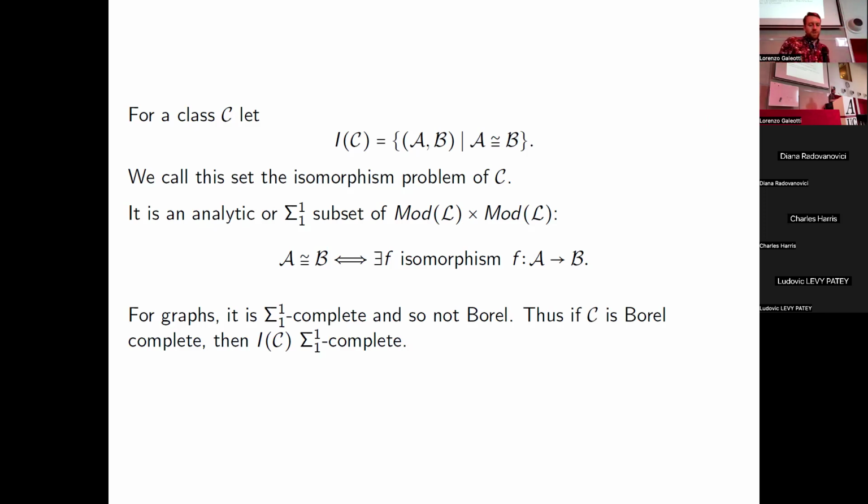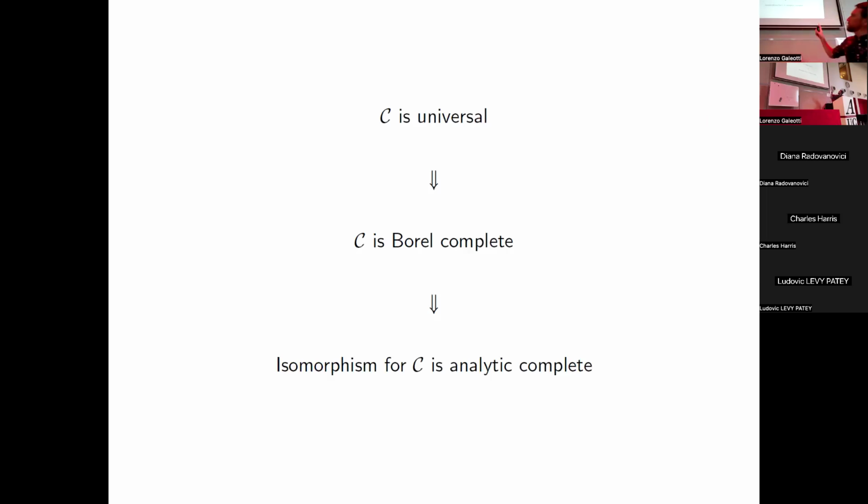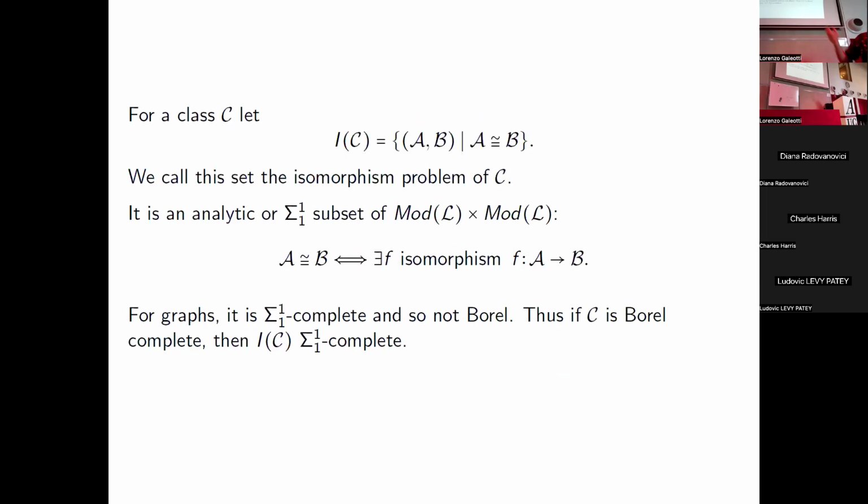So what's the difference here? We have this picture of what's going on: being universal is the strongest possible thing, being Borel complete is the next, and then having the isomorphism problem being analytic complete is the third. But somehow these two things are motivated in a very similar way, that they're somehow about classifying things up to isomorphism. What's the difference?